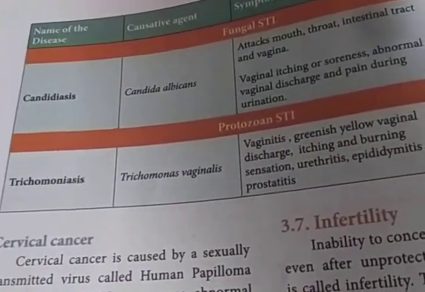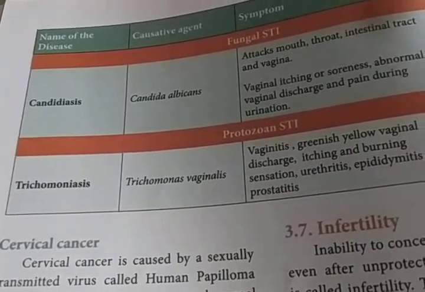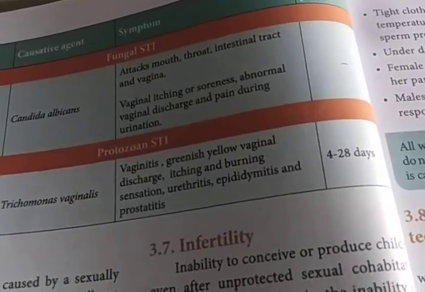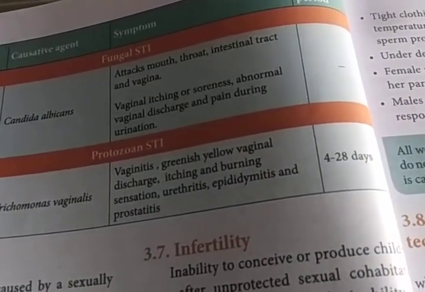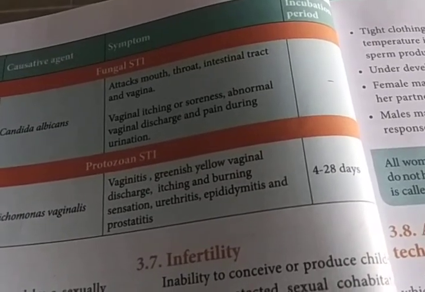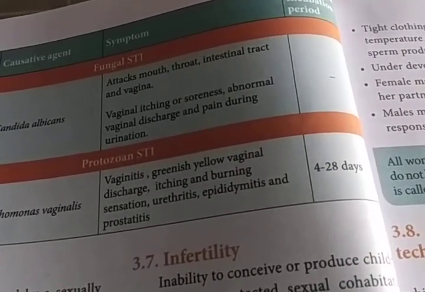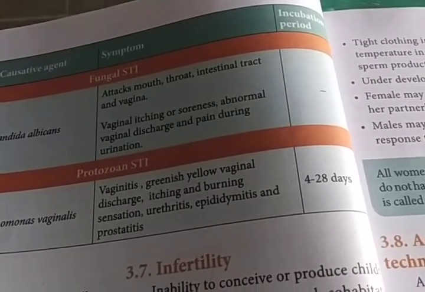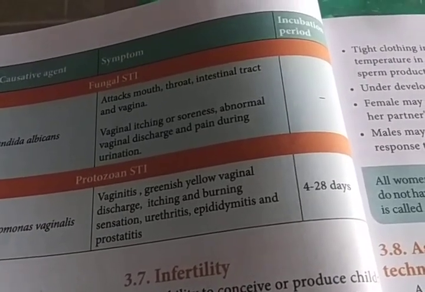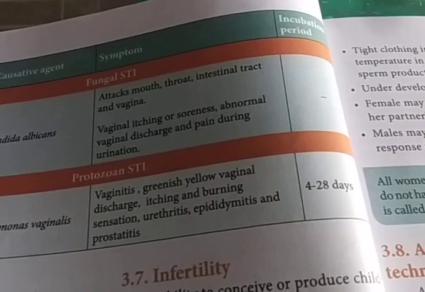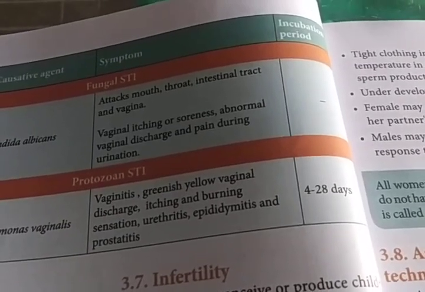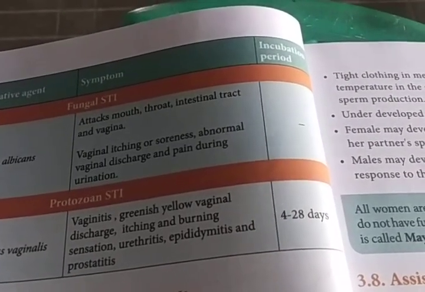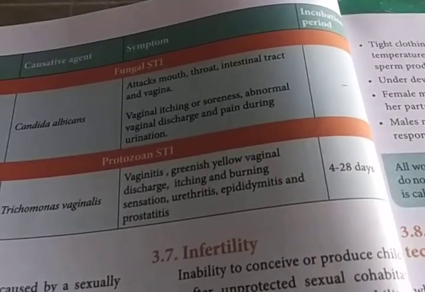Then protozoan infection, trichomoniasis, caused by Trichomonas vaginalis. Symptoms: vaginitis, greenish yellow vaginal discharge, a fluid that is secreted and comes out, itching and burning sensation, urethritis, epididymitis and prostatitis. Epididymitis and prostatitis affect the sexual organs of the male, where the infection mainly occurs. The incubation period of this protozoan disease is 4 to 28 days.